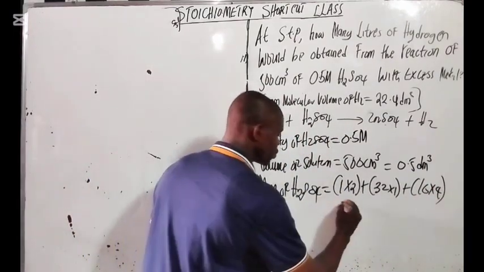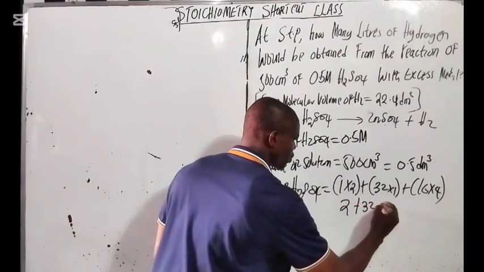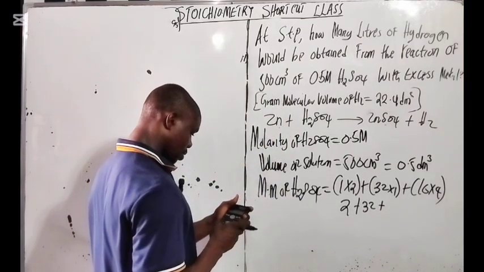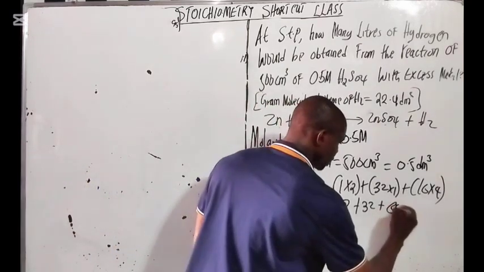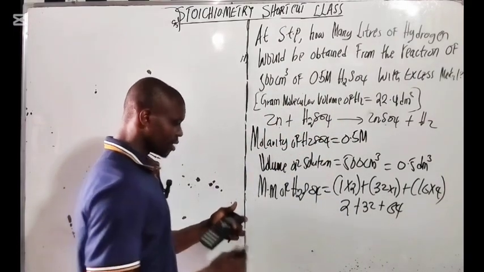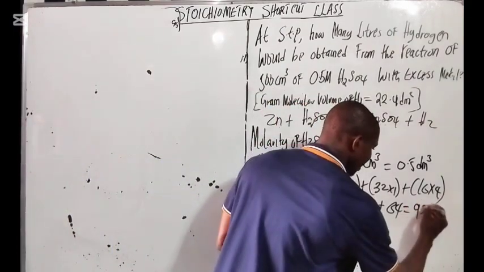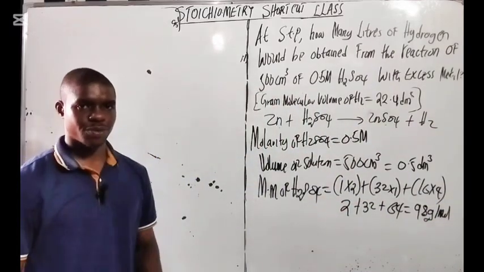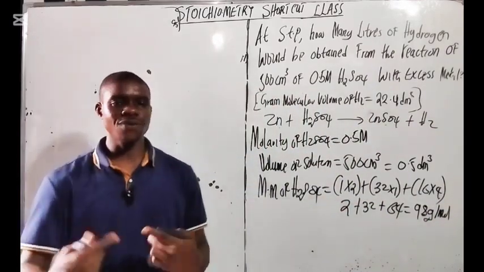So we're going to do 2 plus 32 plus 16 times 4. Four sixteens give you 64. Right? 64 plus 32 plus 2, you have 98 gram per mole. 98 gram per mole. Right? So which formula can you use here?